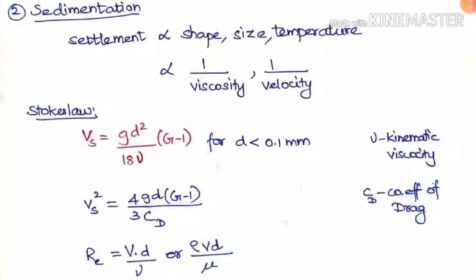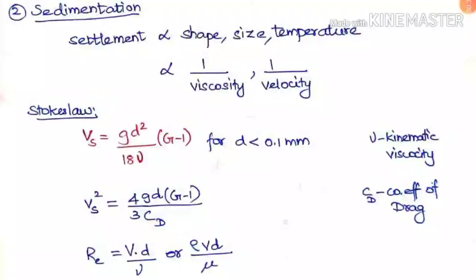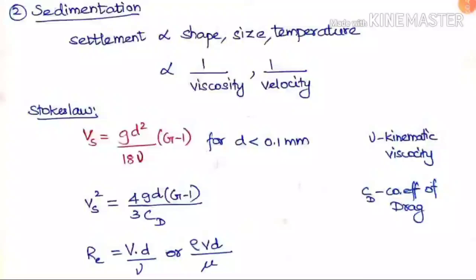There are two laws to be studied in sedimentation. The first one is Stokes' law and the next is Newton's law. In Stokes' law, the velocity is equal to g d square by 18 nu into (G minus 1). Here capital G is specific gravity, d is the diameter of the particle and nu is the kinematic viscosity. This formula is valid only if d is less than 0.1 mm.